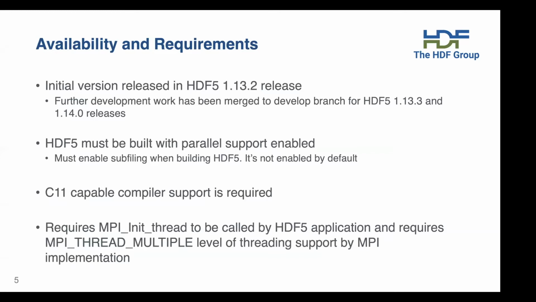For requirements, you have to build HDF5 with parallel support, and you also have to turn on the subfiling VFD, because we don't build it by default since it's not completely supported across all the platforms and compilers that we currently support for HDF5. You have to have a C11 capable compiler because it uses some of the C11 atomics. And then the HDF5 application has to call MPI_Init_thread, and the MPI implementation has to be able to support the MPI_THREAD_MULTIPLE level of threading support.